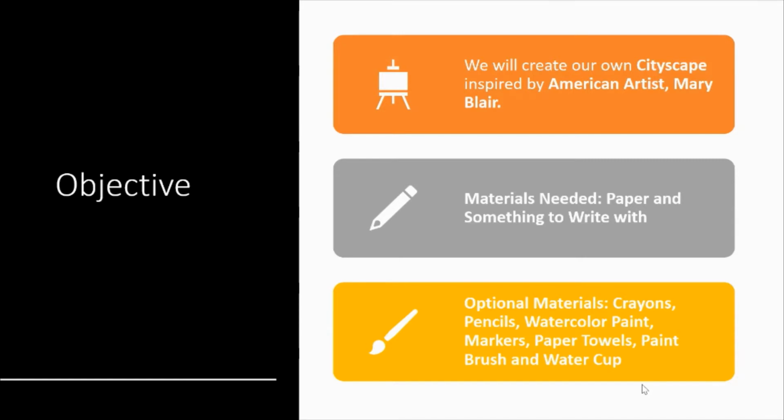Objective: today we will create our own cityscape inspired by American artist Mary Blair. Materials needed: you will need paper and something to draw with. Optional materials: these are materials that you can use to add color to your artwork. These can be crayons, pencils, watercolor paint, markers, paper towels, paintbrush, and a water cup if you're using paint.